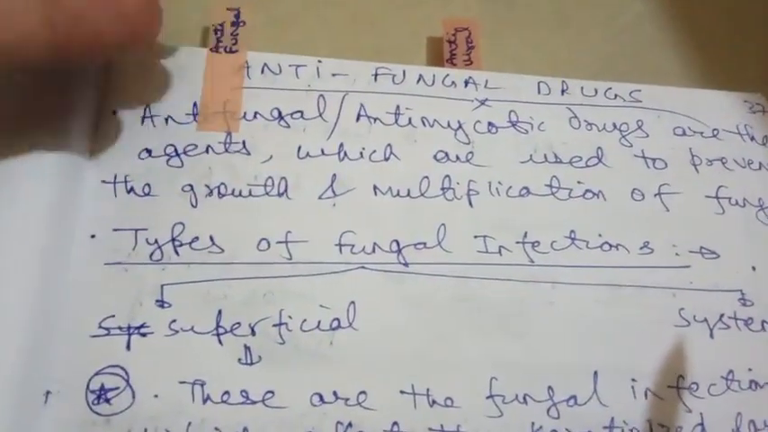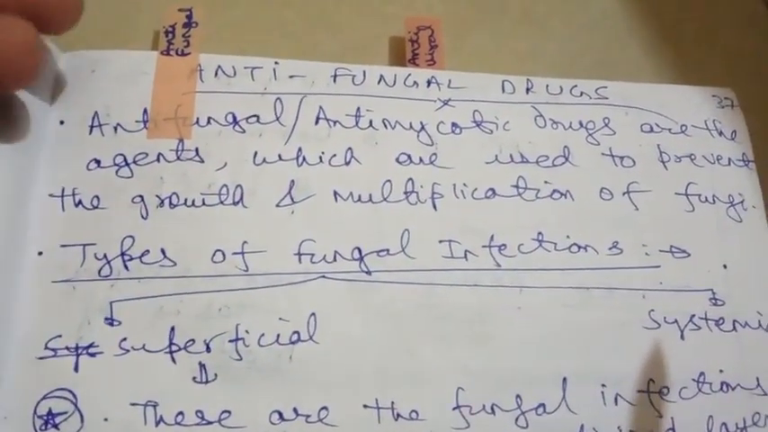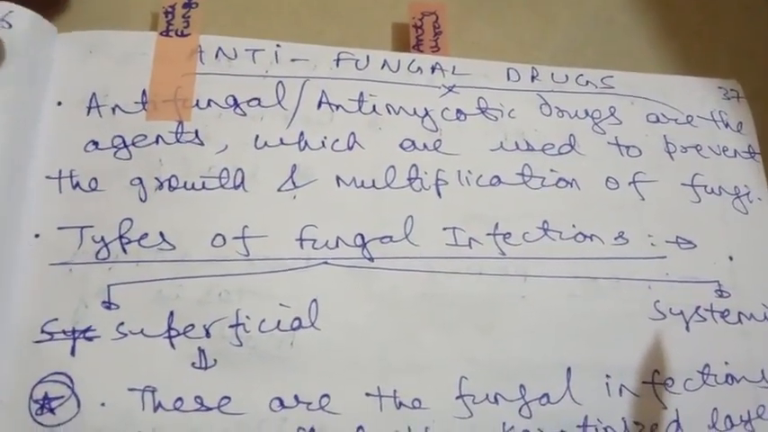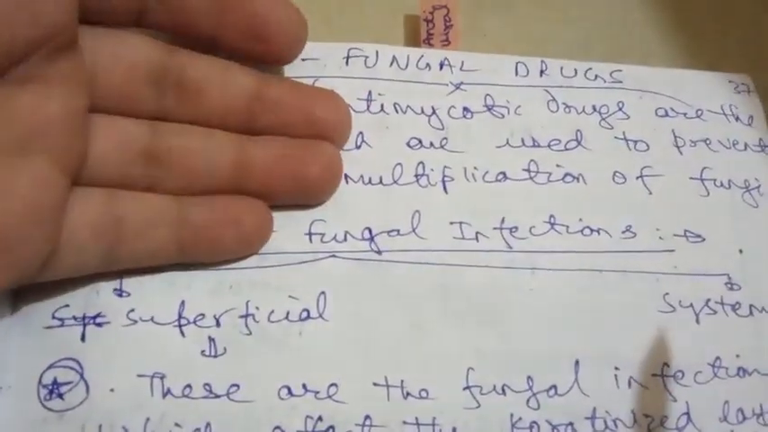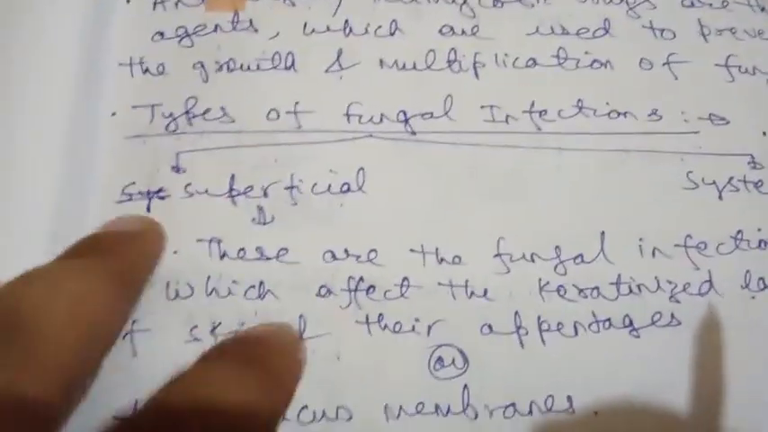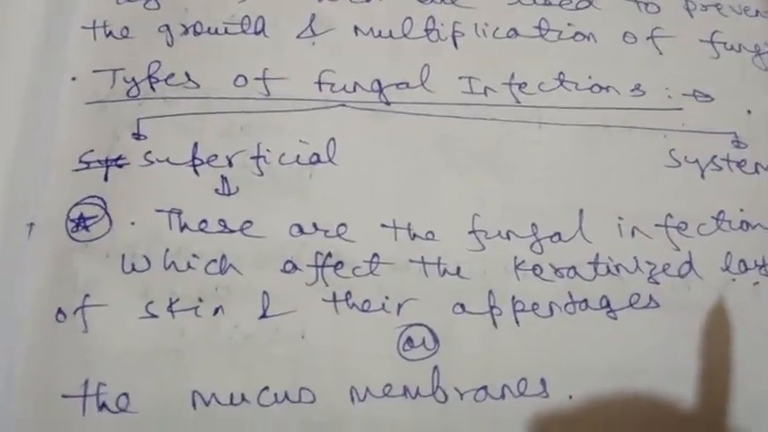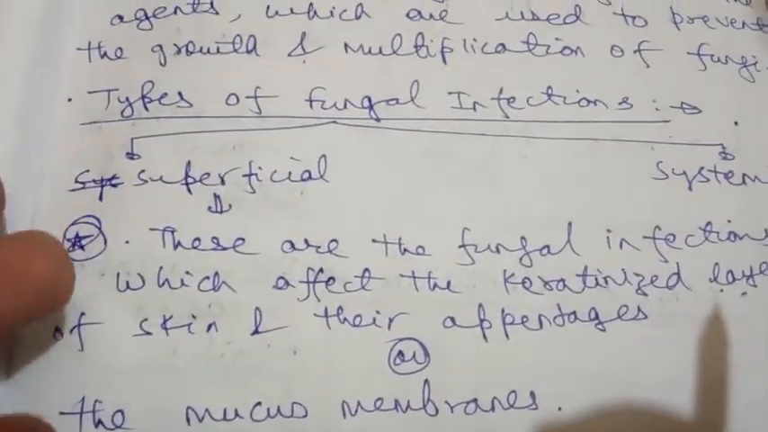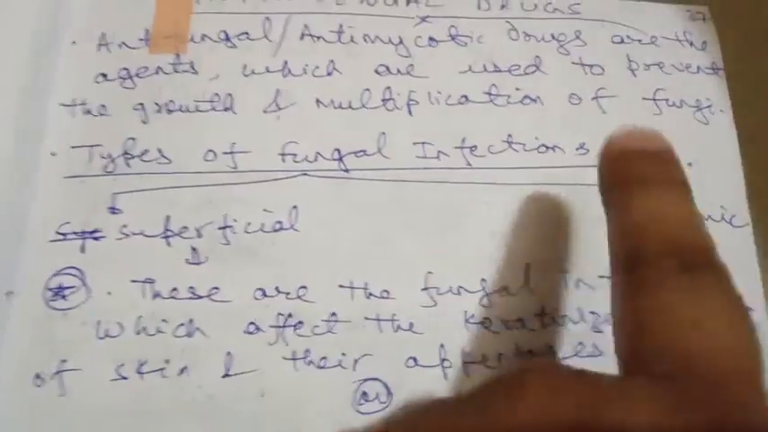These are the drugs which are used to suppress or prevent the growth and multiplication of fungi. They are called antifungal or antimycotic drugs. Now, before moving ahead to studying the actual types of antifungal drugs, we should know the types of fungal infections. There are two types of fungal infections, superficial and systemic.